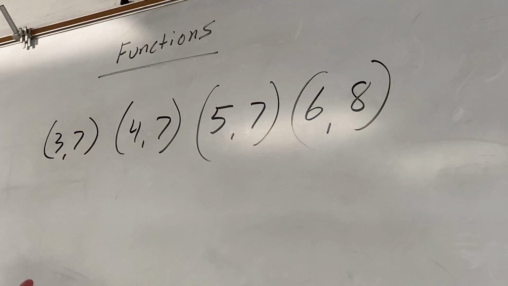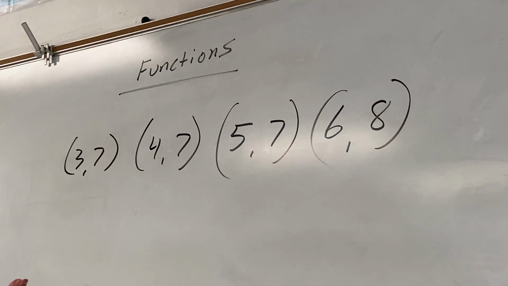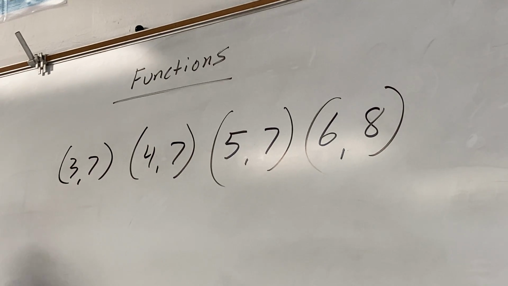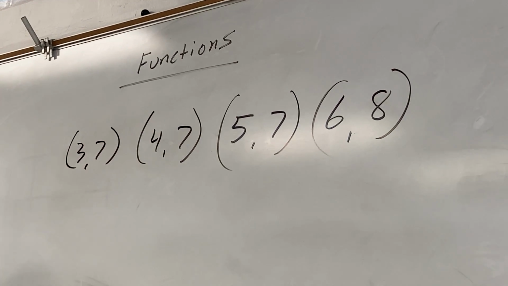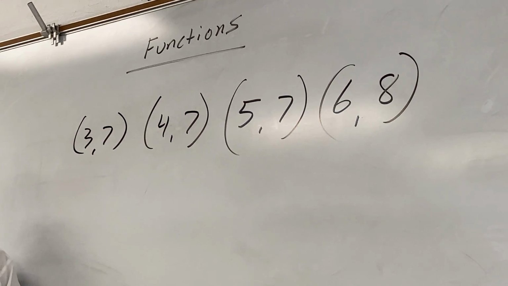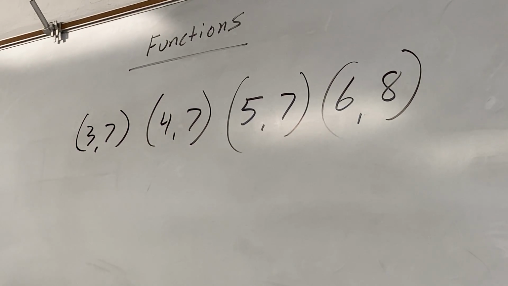Because that's what the rule says. Every X can only have 1 Y. Is there a girl that's cheating, Zoe? Nope. So if you can't find a girl that's cheating, what is the answer? Yes, it is. The answer is yes, it is a function.